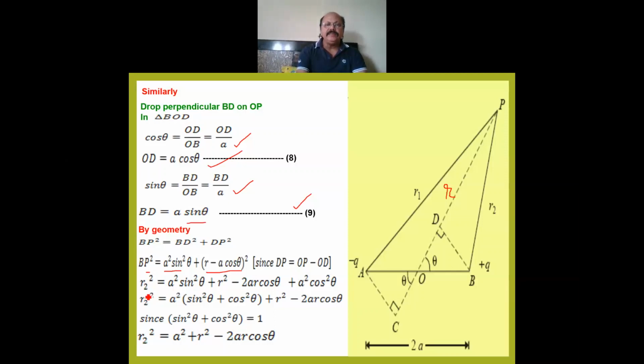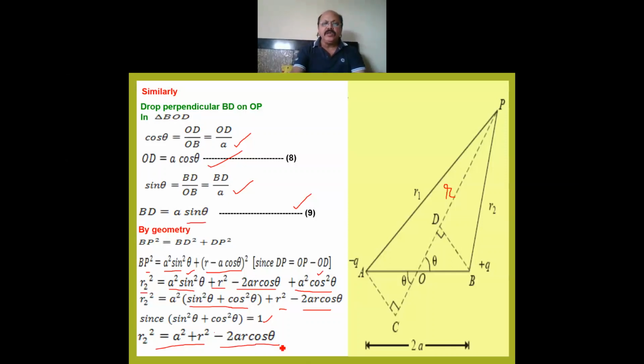So open it by using that formula. Finally what you will get? In place of BP square, write R2 square equal to A square sin square theta plus r square minus 2Ar cos theta plus A square cos square theta. Now you see this term and the first term, this A square we can take common. Within bracket is sin square theta plus cos square theta, plus r square minus 2Ar cos theta. Since sin square theta plus cos square theta equal to 1, therefore the expression becomes R2 square equal to A square plus r square minus 2Ar cos theta.